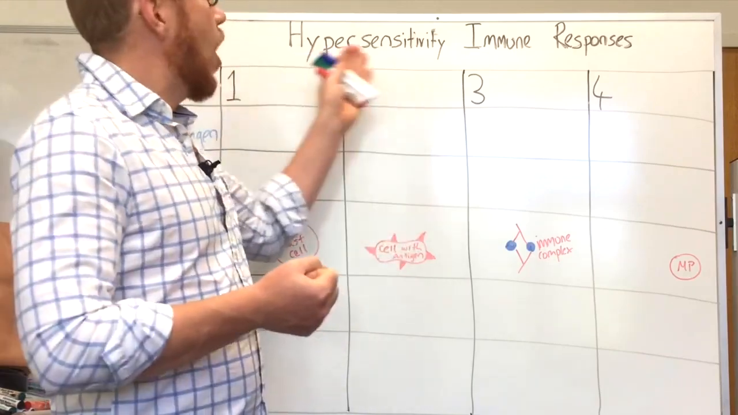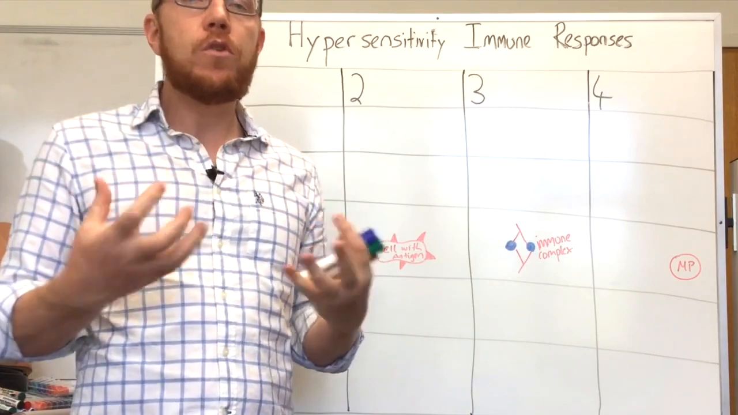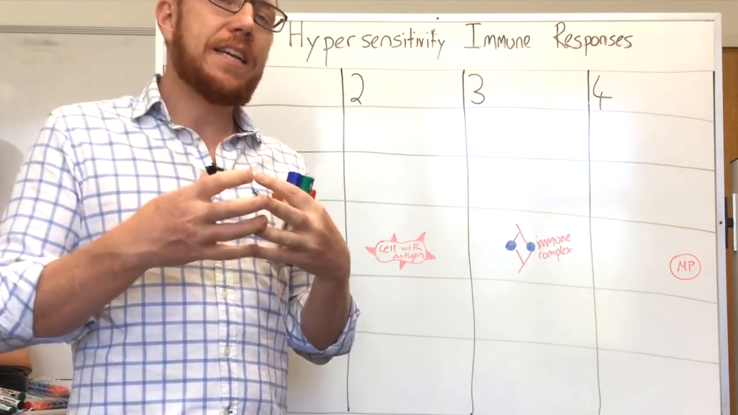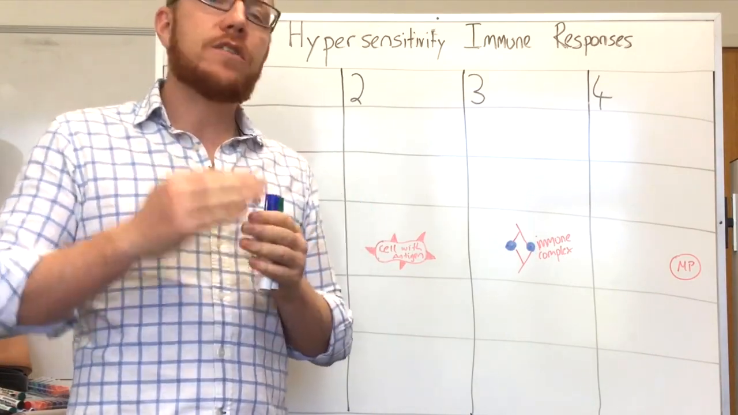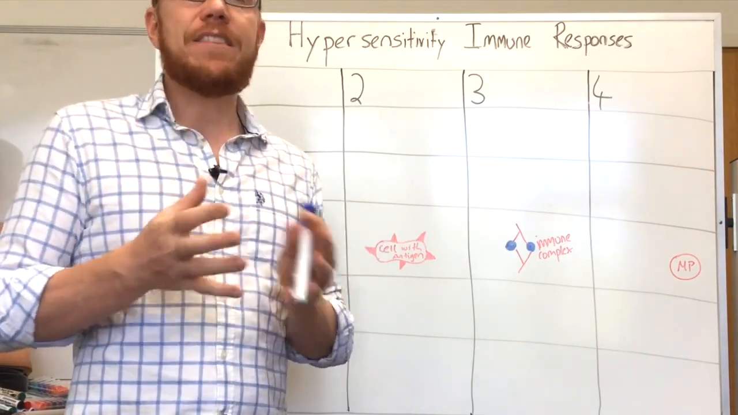Welcome to this lecture on hypersensitive immune responses. These are a set of conditions where essentially your immune system overreacts to a particular stimulus, and this can lead to significant inflammation, cellular damage, and possibly even death.